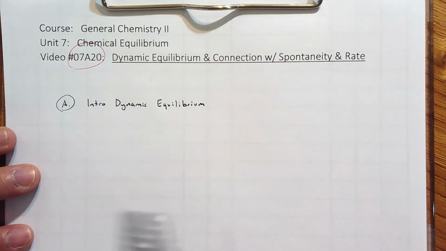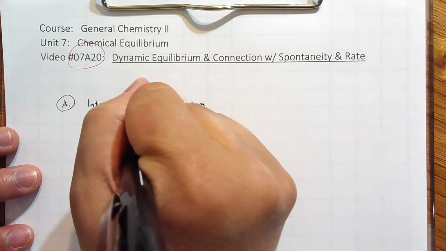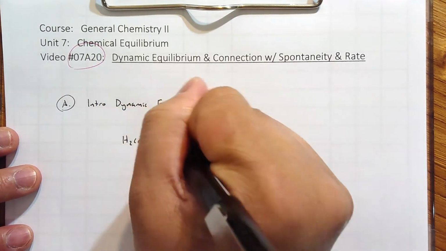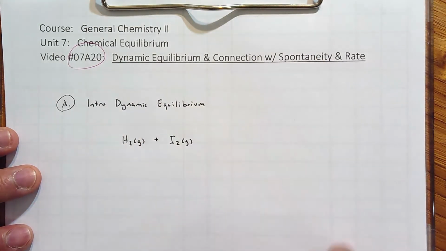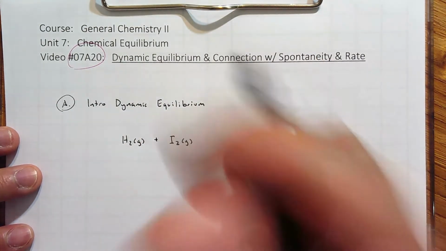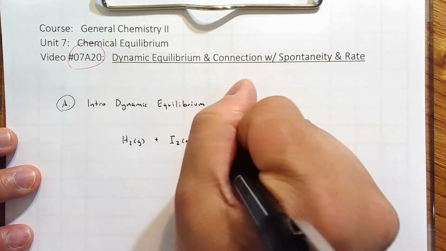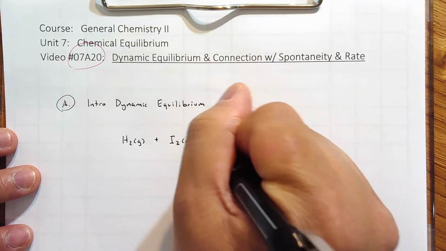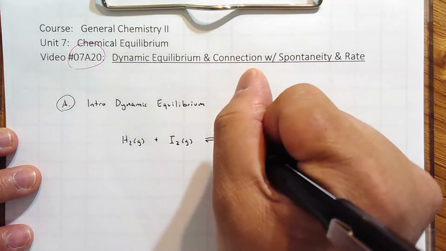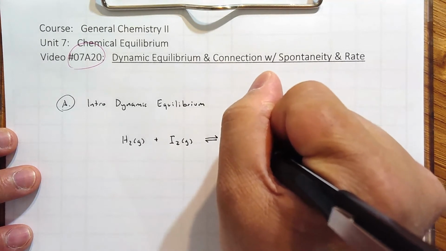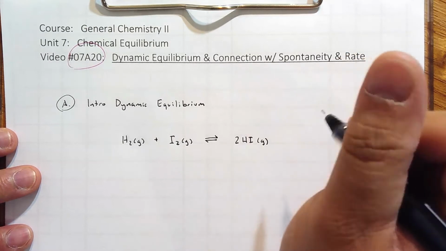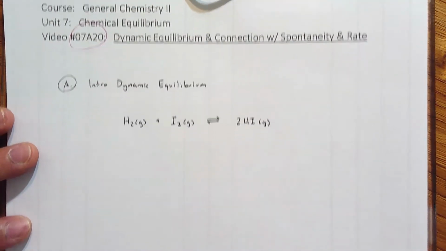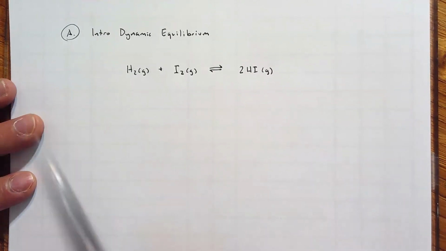Let's use a reaction H2 gas plus I2 gas. We're going to use what's called an equilibrium arrow, which is a barb pointing to the right and a barb pointing to the left. Gives us 2 moles of HI gas. And we're going to illustrate this reaction using a graph.